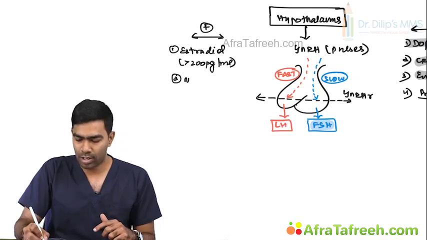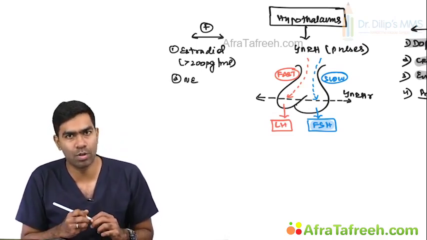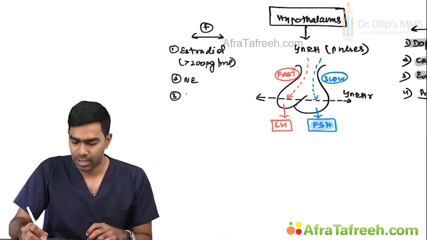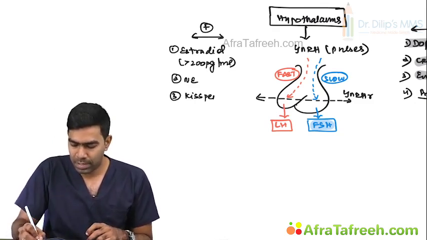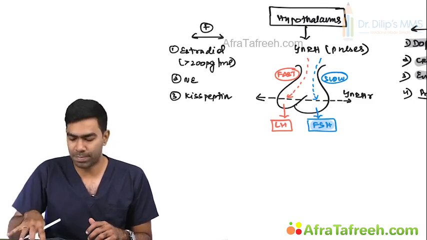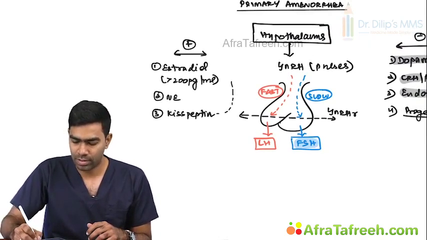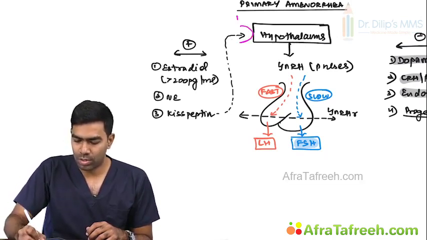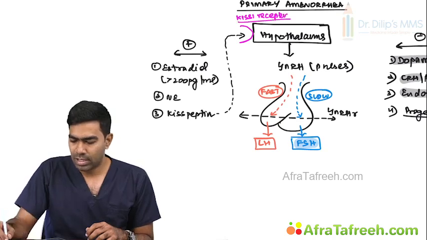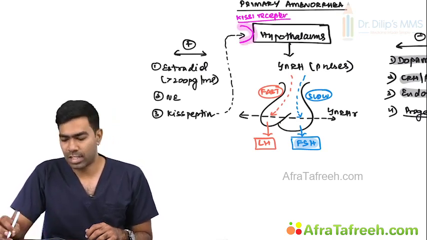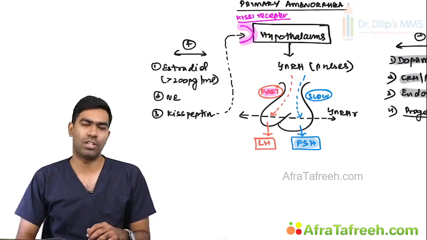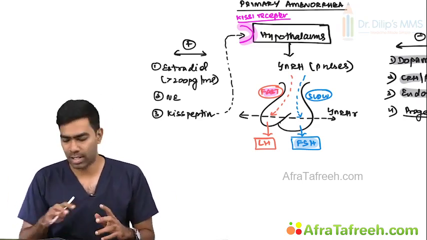And second thing, norepinephrine, noradrenaline can produce faster GnRH pulses and produce an LH predominant response. And number 3, there is a peptide called kisspeptin. This kisspeptin is going to act on the hypothalamus through something called a KISS1 receptor. When this KISS1 receptor is stimulated by kisspeptin, it is going to produce faster pulses of GnRH, and this is one of the stimulating things for GnRH pulses.